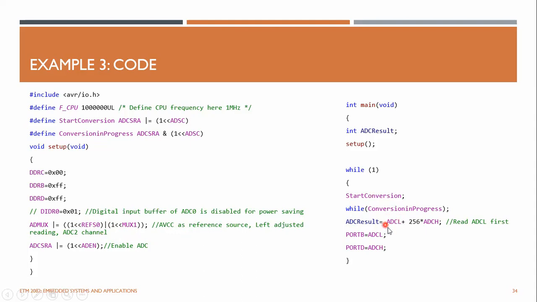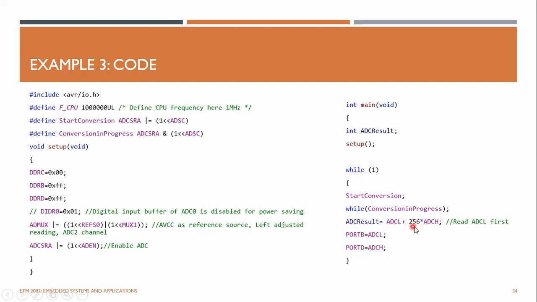So first you read the ADCL register, and then you read the ADCH and multiply it by 256. Then you can get the result copied to an integer, right? So this is the integer representation of your ADC. And port B is copied by this lower 8 bits, and port D is copied by the higher 2 bits here, right?